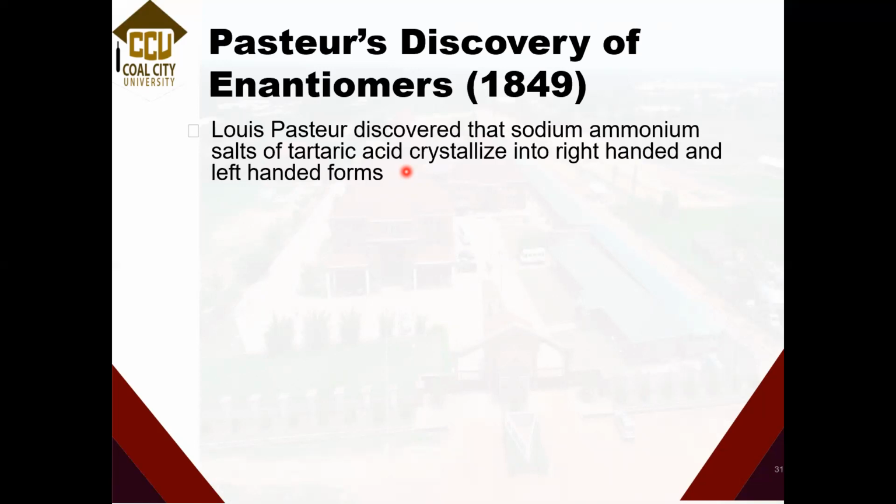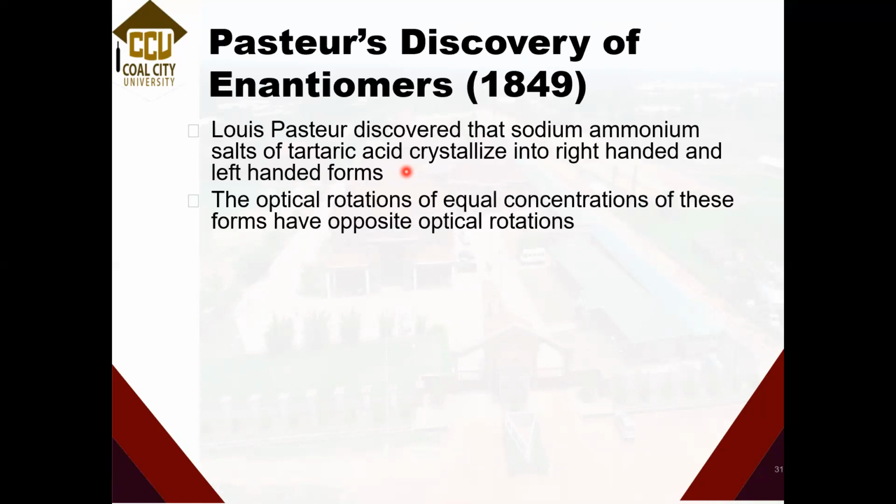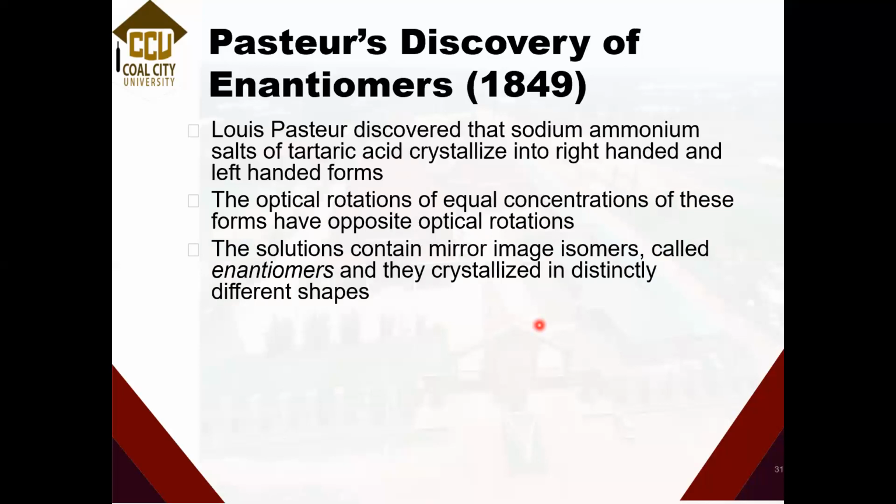The same molecule of sodium ammonium salt of tartaric acid, and the optical rotations of equal concentrations of these forms have opposite optical rotation. So he tried a racemic mixture, with equal concentrations of both, and he saw they had exactly the same but opposite rotation to each other. The solution contained mirror image isomers called enantiomers, and they crystallize in distinctly different shapes.